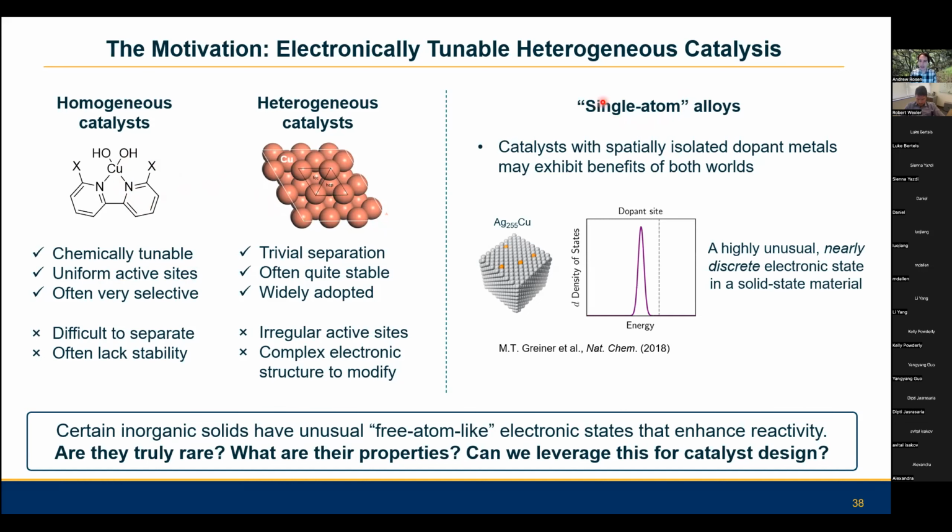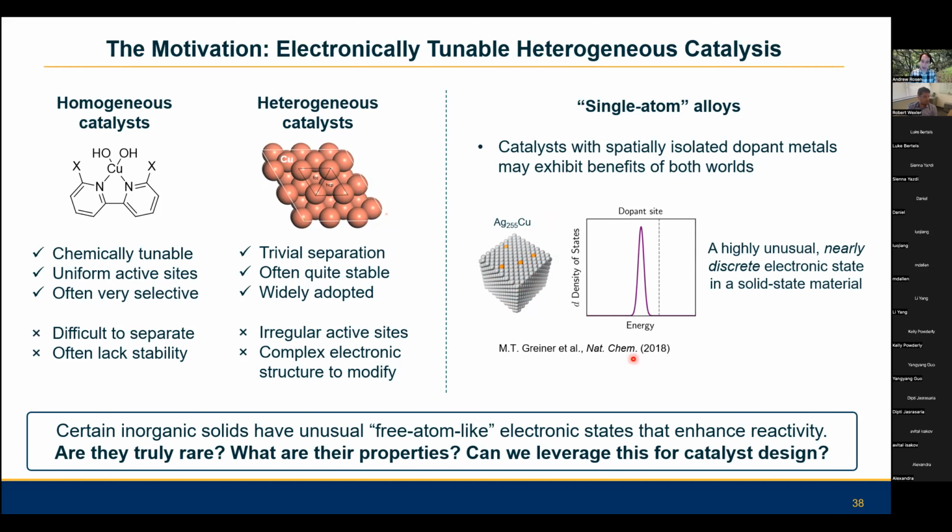Now, recently, there's been this class of materials called single atom alloys, which Charlie Sykes over at Tufts, where I did my undergrad, has pioneered quite heavily and inspired a lot of this work as well, where you have a host metal and a very dilute dopant metal on the surface. In this case, 255 silver to 1 copper ratio, copper being in orange here, which can in principle have many benefits of both. You have clearly a heterogeneous catalyst, a solid state structure, but you have chemical tunability by changing the host and the guest, and you have effectively uniform active sites in the dilute limit.